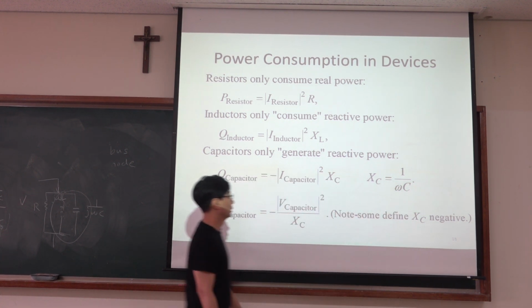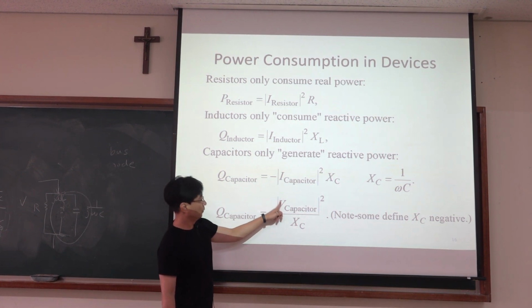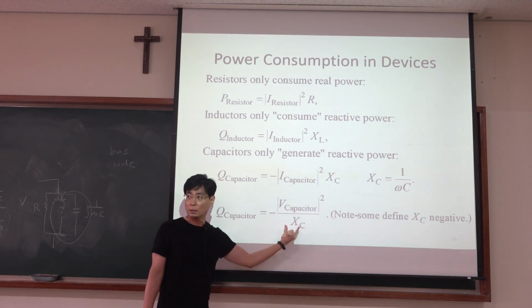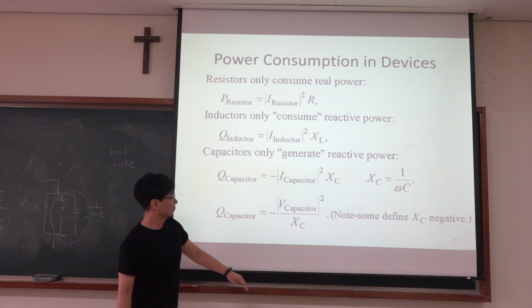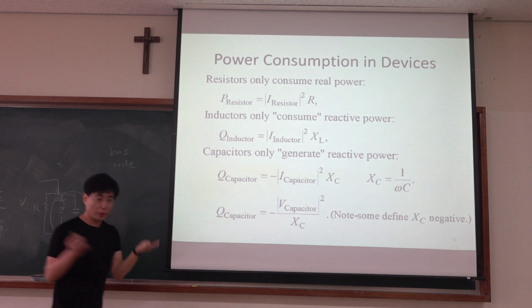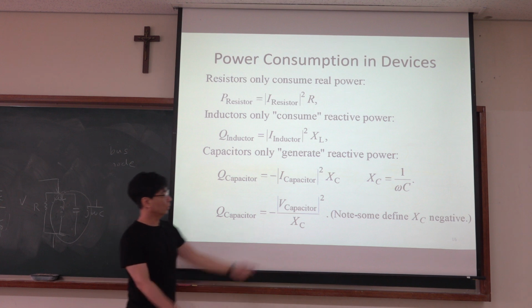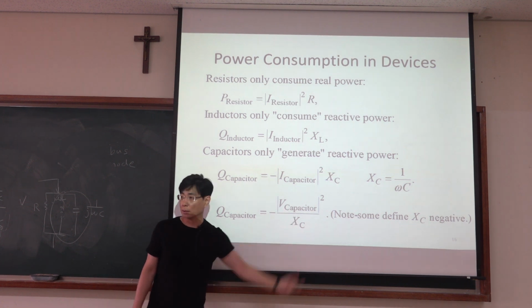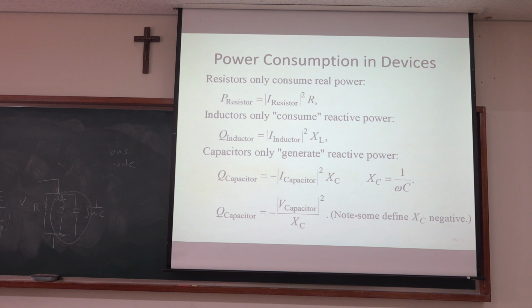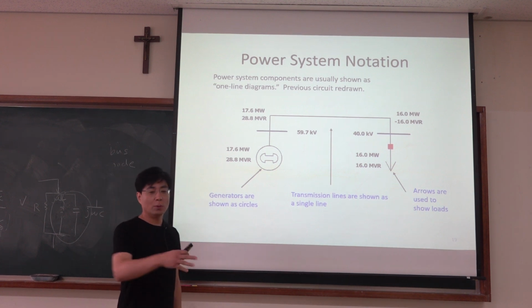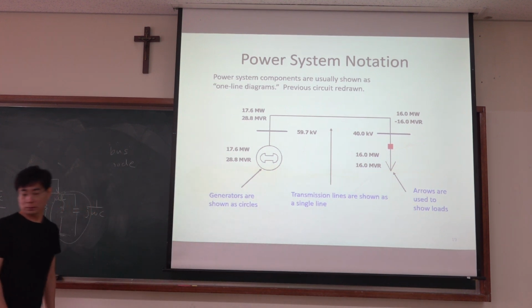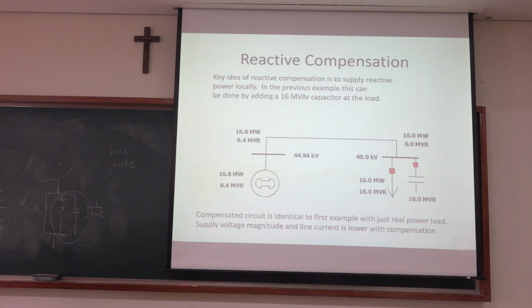And for a capacitor, I² times XC, and this XC is 1/(ωC), or V²/XC. So this is 16 megavar, and this minus means supplying the reactive power. Okay, so we know the voltage, so you can compute XC, and you can determine the capacitance. Any questions? Easy. Anyway, I will give you some homework problems, so then you can get used to this stuff.